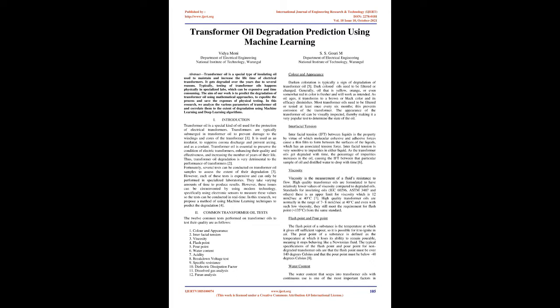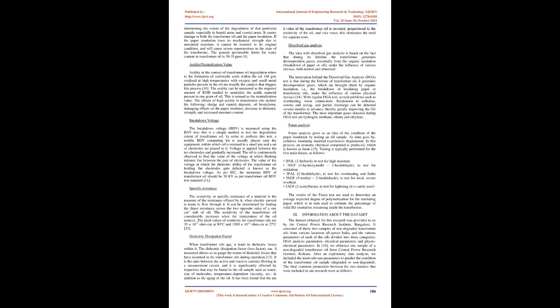Flash point and pour point. The flash point of a substance is the temperature at which it gives off sufficient vapor, so it is possible for it to ignite in air. The pour point of a substance is defined as the temperature at which it loses its ability to remain pourable, meaning it stops behaving like a Newtonian fluid. The typical specifications of the flash point and pour point for non-degraded transformer oils are that the flash point must be over 140 degrees Celsius and that the pour point must be below -40 degrees Celsius.